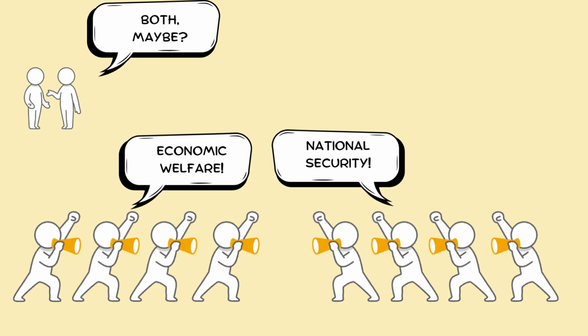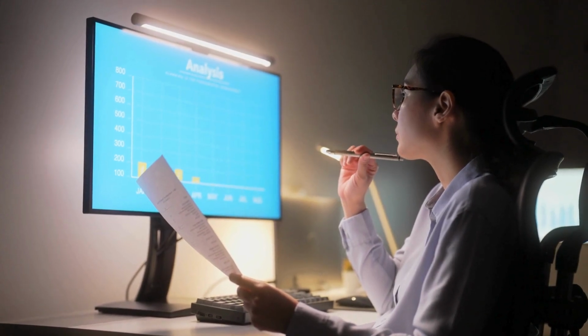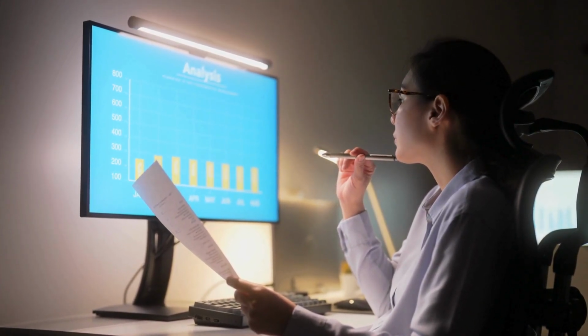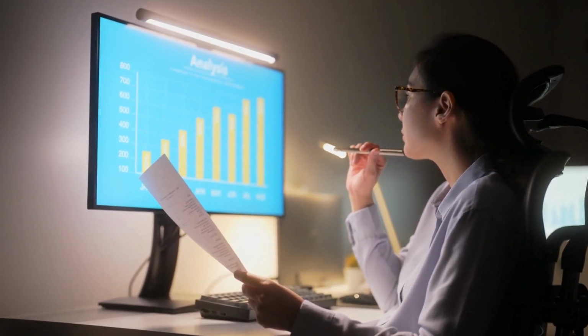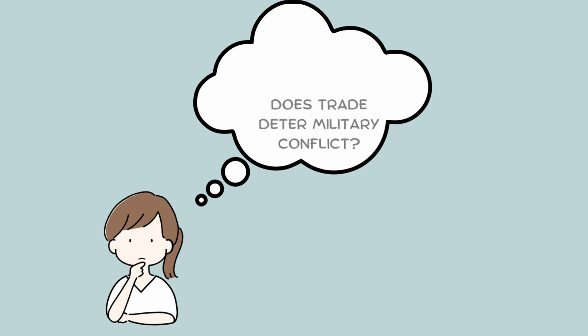It was only in the 2000s that scholars agreed that perhaps both camps had a point. Analysts could find examples where trade seemed to deter conflict, but they could also find many examples where extensive trade routes precipitated conflict. And so the question went from, does trade deter military conflict, to, under what conditions can trade deter military conflict?